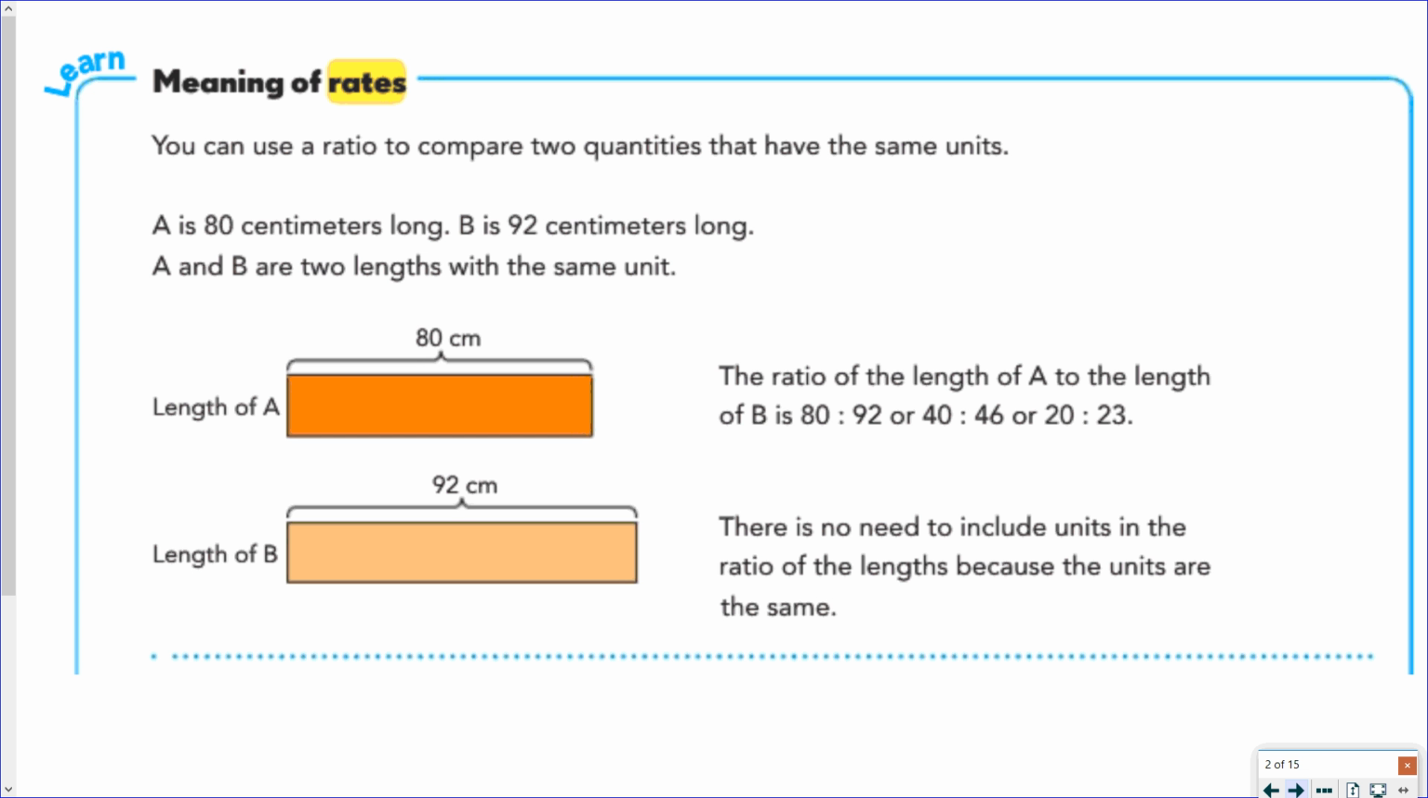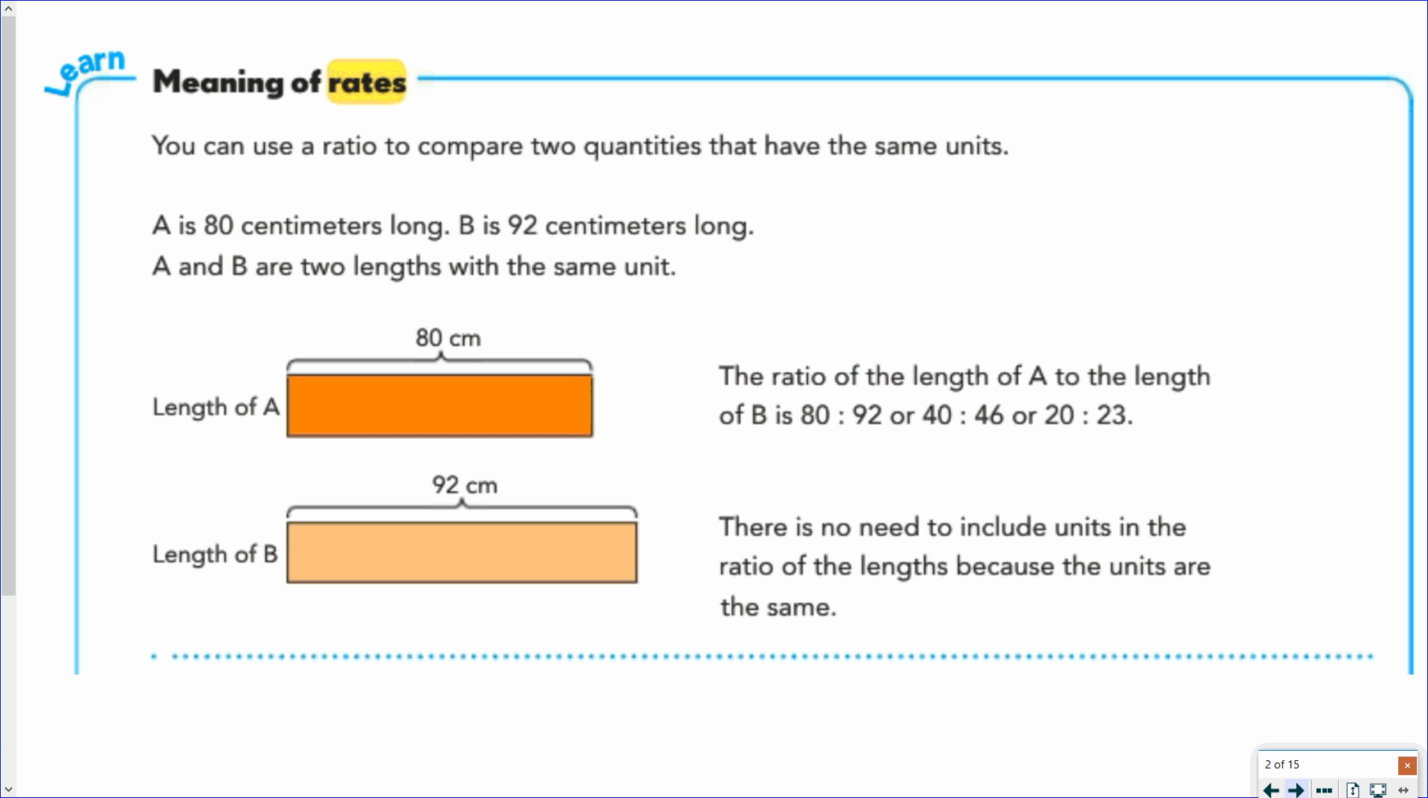In the previous chapter, we did some work with ratios, and ratios are a way to compare. So here we have two items, and we have part A, which is 80 centimeters, and part B is 92 centimeters. So we could write the ratio of A to B as 80 to 92, or we could simplify that down to 40 to 46, or put it in simplest form of 20 to 23. And for ratios, in order to write a ratio, you must be measuring the same thing. So since we're measuring length on both of these, we can write a ratio.